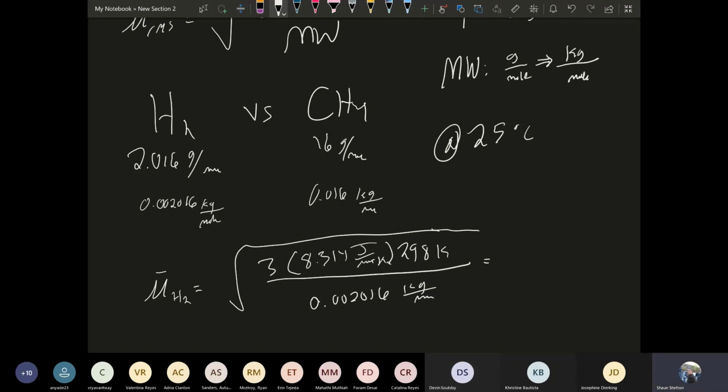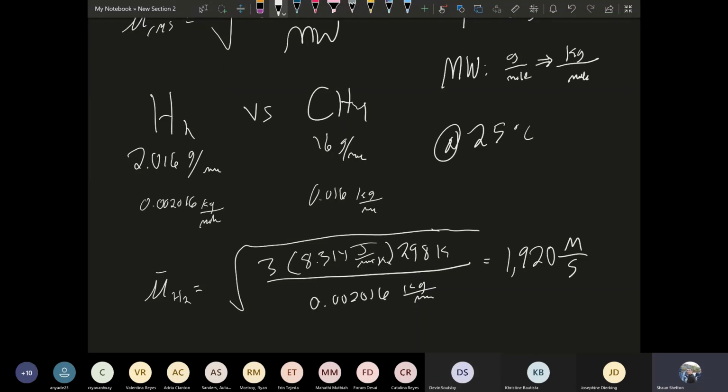1,920. Yeah, that's good. Now, anybody know the units for velocity? It's meters per second, right? Yeah. So that's the units for root mean squared velocity. All right, so it's meters per second.